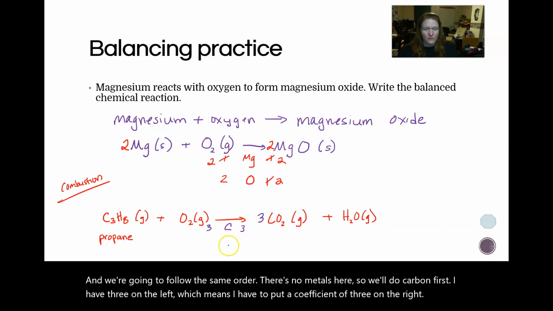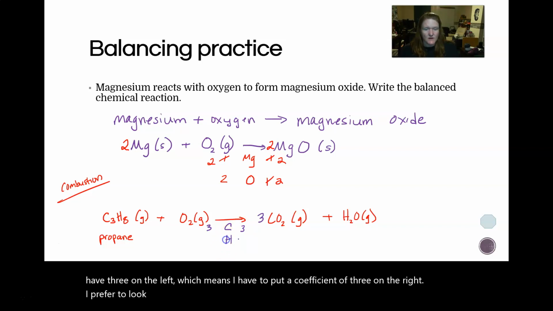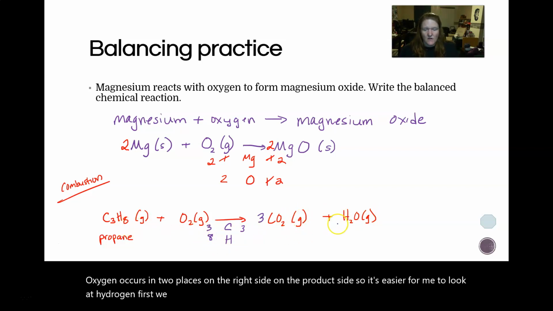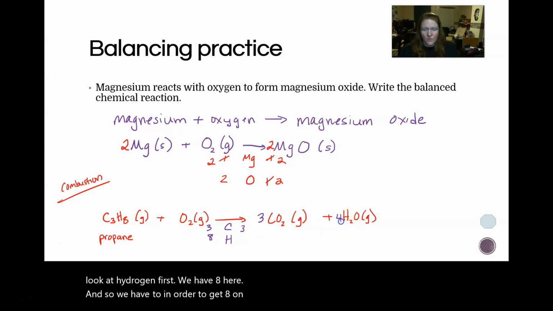I prefer to look at hydrogen next because oxygen occurs in 2 places on the product side, so it's easier for me to look at hydrogen first. We have 8 here, and in order to get 8 on the right, I have to have a 4, because 4 times 2 is 8.